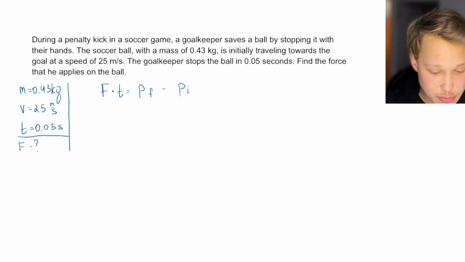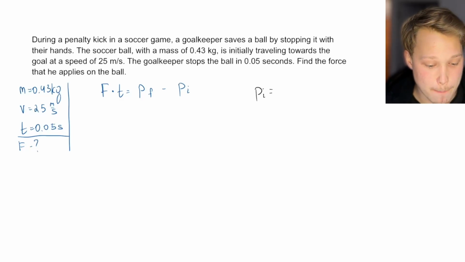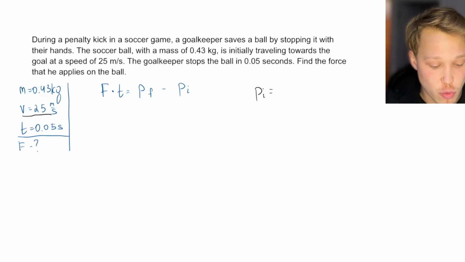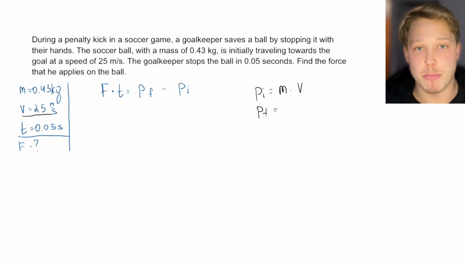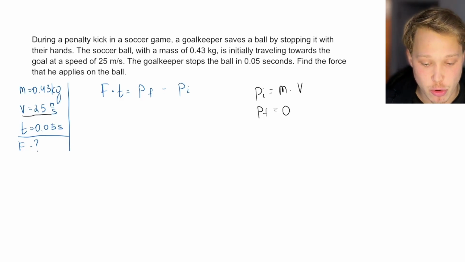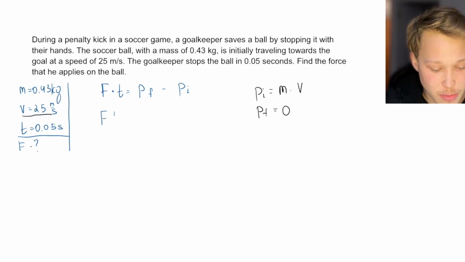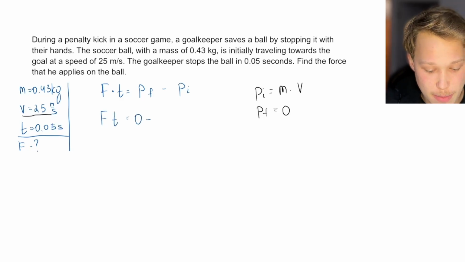So initially, the ball is moving with a velocity of 25 meters per second. So it's m times this velocity that we're given. Final momentum, however: the goalkeeper makes the ball stop, so therefore the final momentum is 0, because velocity is 0. So plugging this in, 0 minus mv, or we just basically plug in this.